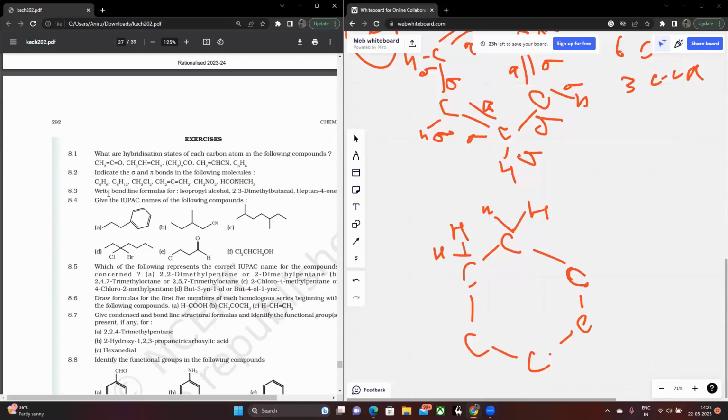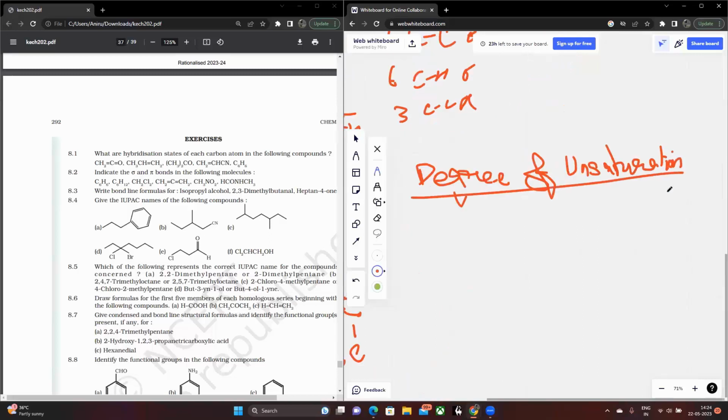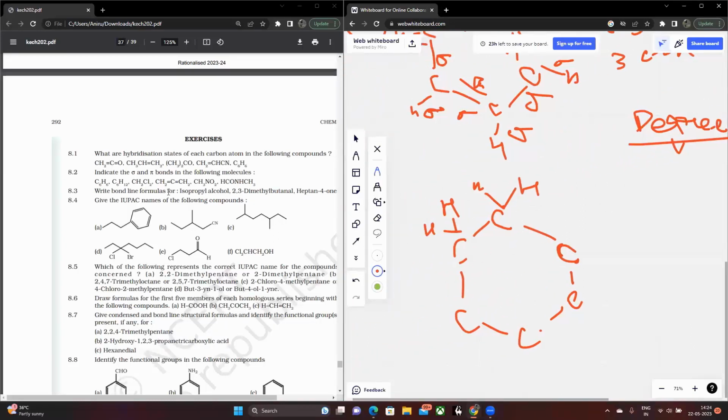I don't exactly remember the formula, but if you search for degree of unsaturation on Google, you should get it, right? This formula will tell you how many cycles or how many double bonds or triple bonds you have in your compound that's represented in this numeric way.